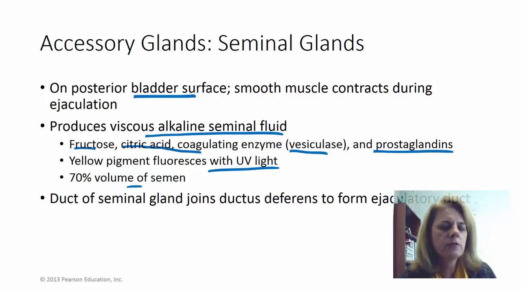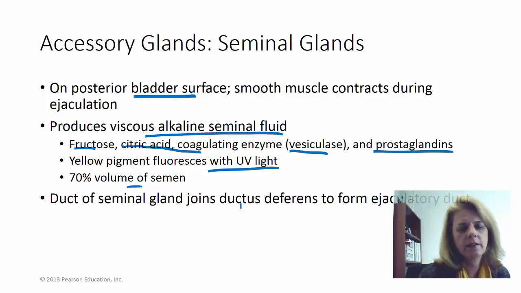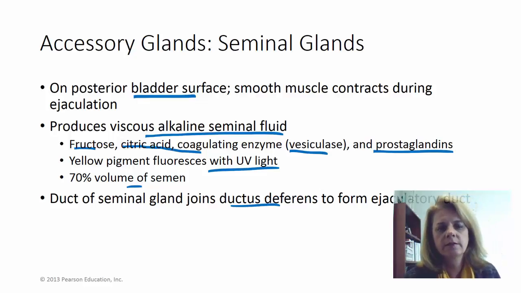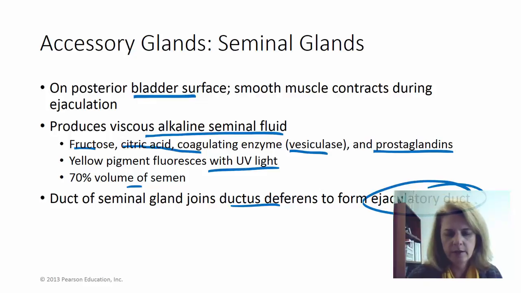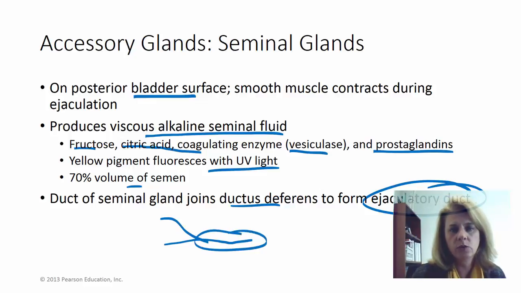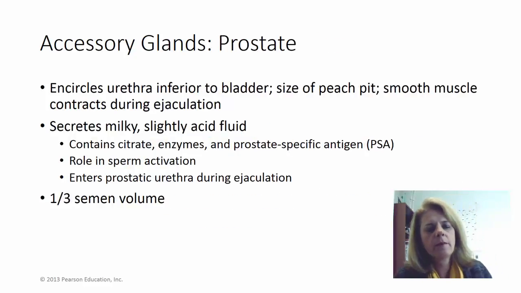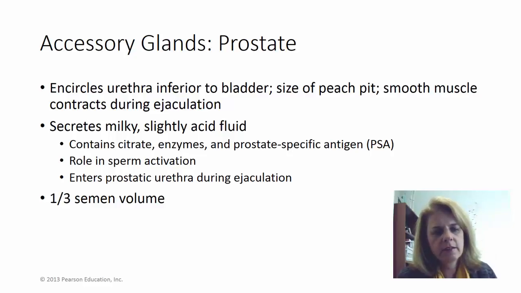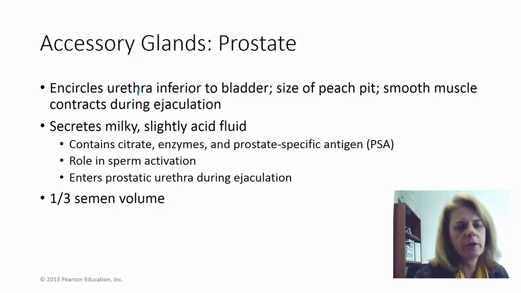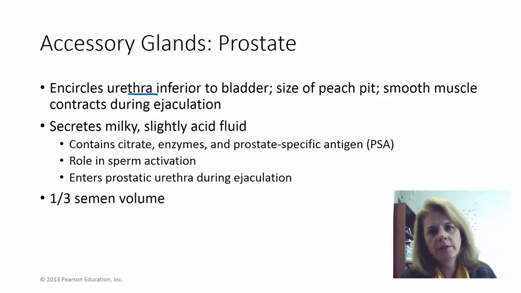Your seminal vesicle glands are going to join the ductus deferens tube to form the ejaculatory duct. So you have your tube coming from your seminal vesicles, and your vas deferens coming together, and they form the ejaculatory duct. Now, the prostate is a small, walnut-size, peach pit-size gland that circles the urethra just underneath the bladder. It also has smooth muscle, and it will contract during ejaculation.